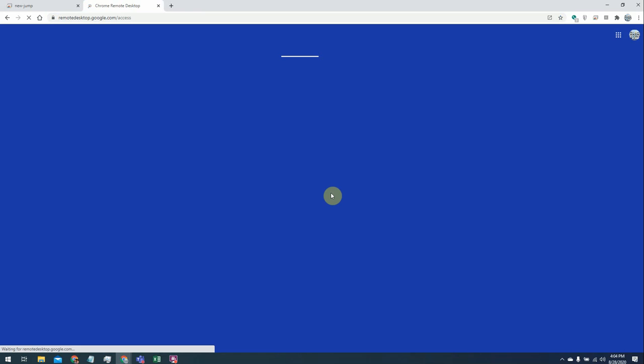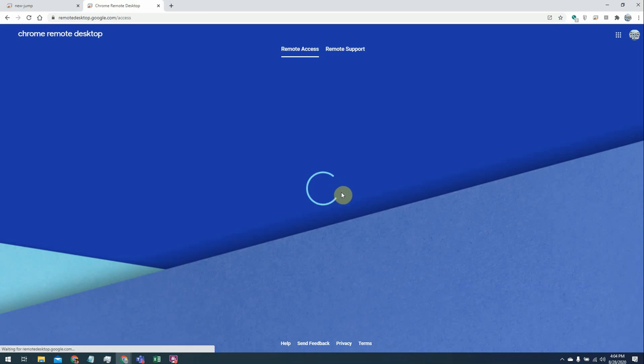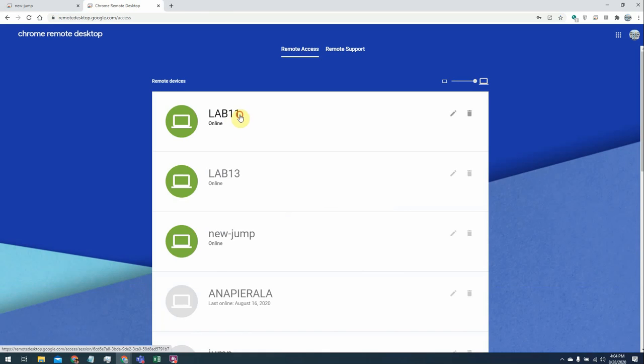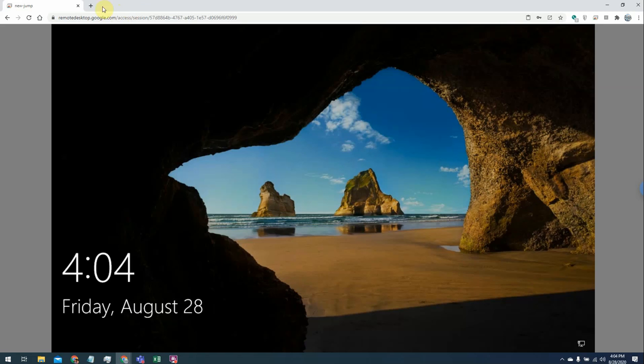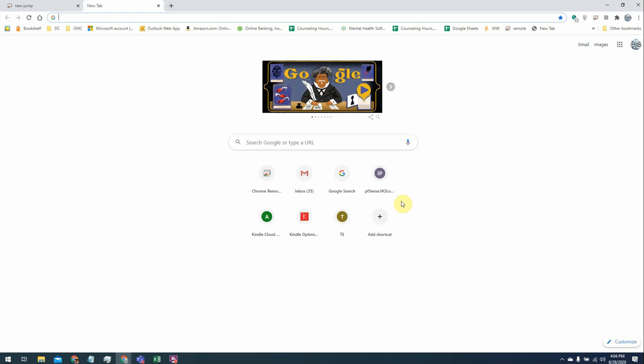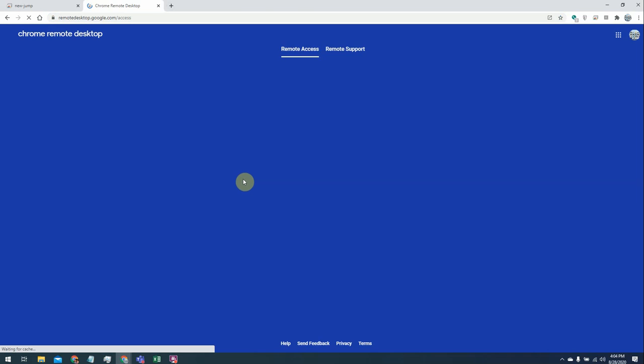Remote into the lab. So far I really only have 2 computers set up. So I'll do 11 here. Well, no, you know what, hold up. I don't think I ever logged out of this computer, it's probably just locked. So let me get into this one.